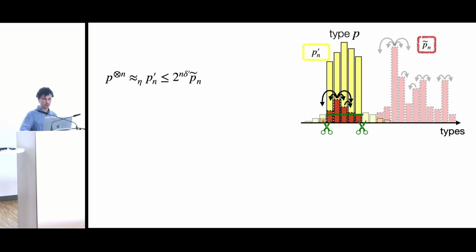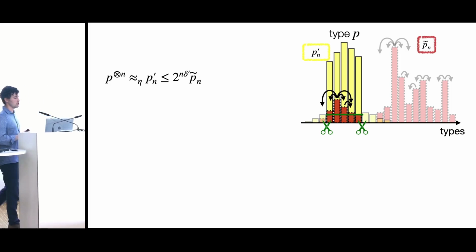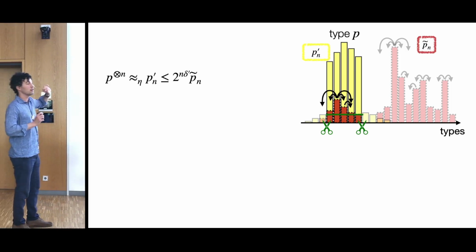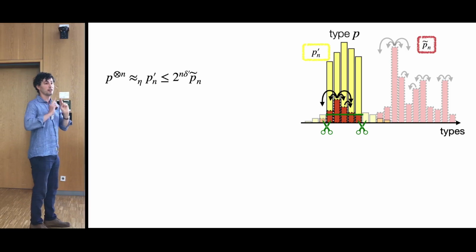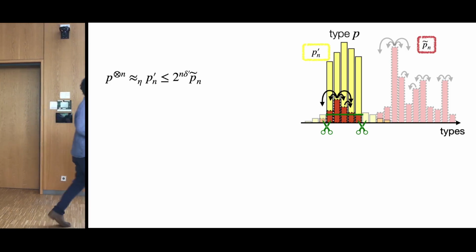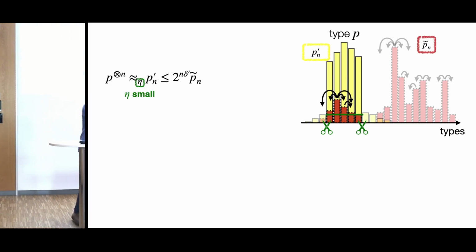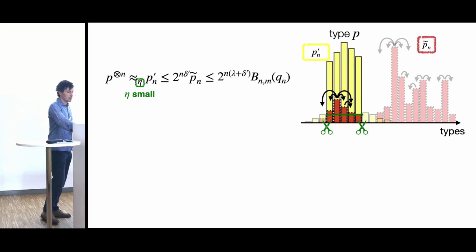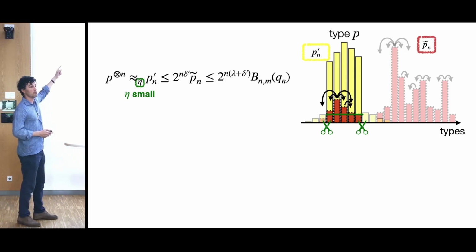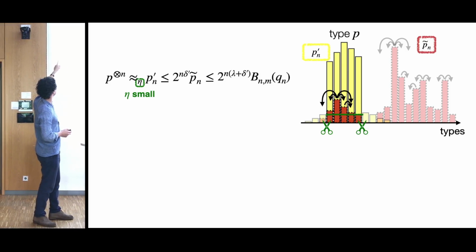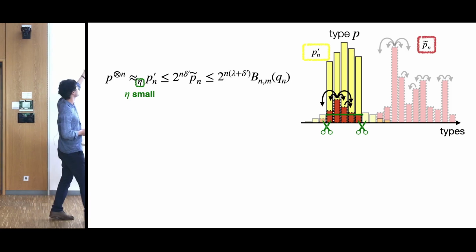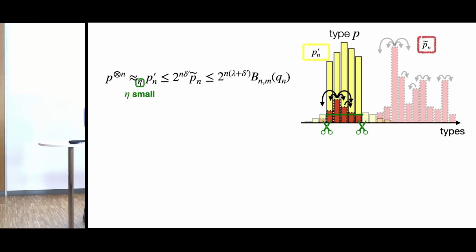And okay, so this is the situation. Now we have this P tensor n, which is eta close, so very close, to P prime n, because we just cut off the tails. And this P prime n is dominated by P tilde n. Now this eta is very small again. Now we can combine this with the previous inequality that we had, this domination of P tilde n, and we get a domination of P prime n in terms of a free probability distribution with coefficient approximately lambda, or 2 to the n lambda.